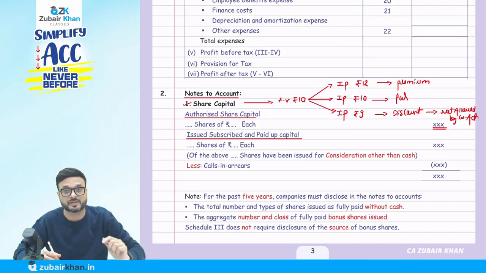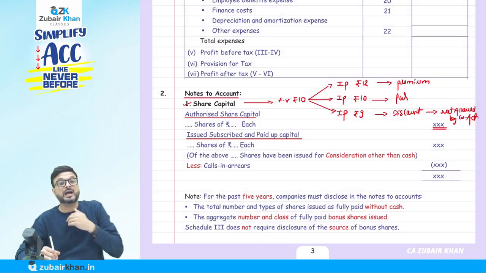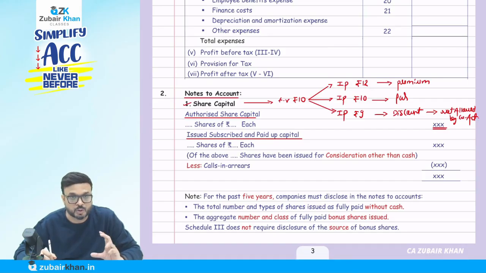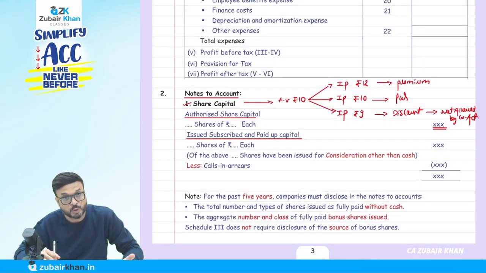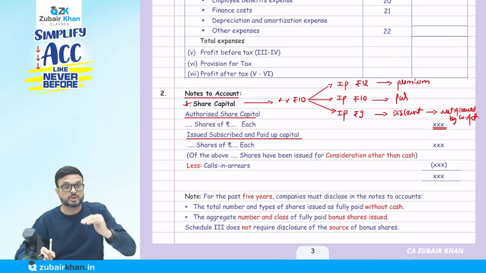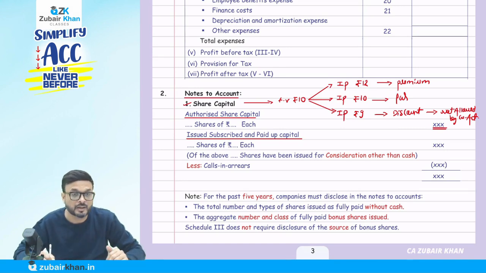Suppose here the face value is 10. And we are issuing them at what price? 12. So we are issuing shares at a premium. And here, if the face value is 10 and we are issuing at 10, it means we are issuing shares at par.